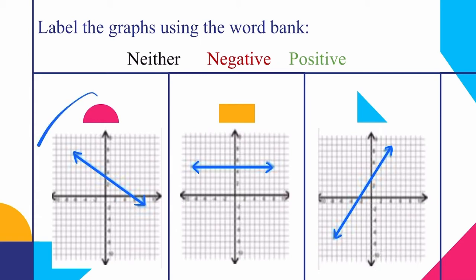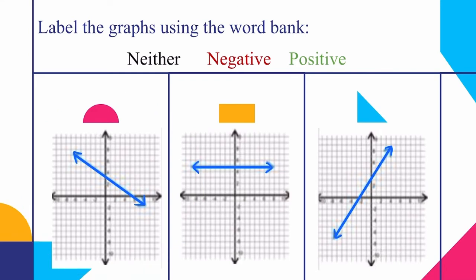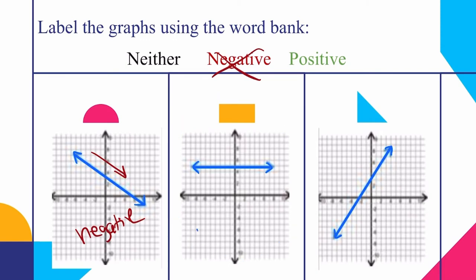Let's take a look at our first graph here. Would you say that this is negative, positive, or neither? So this first one is going downhill, so this would be negative. Let's look at our second graph. Negative, neither, or positive? This one is neither. I can't tell if that line is going uphill or downhill. So that means our last one has to be positive. It's going up.